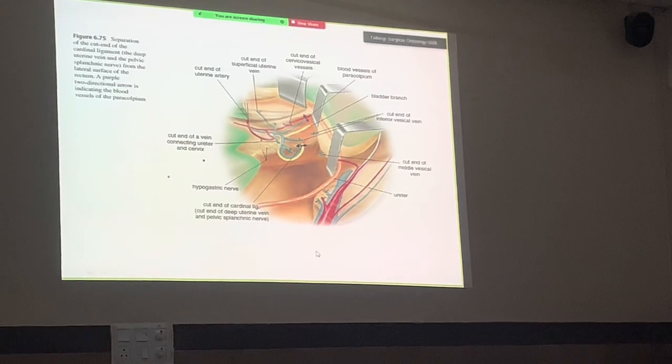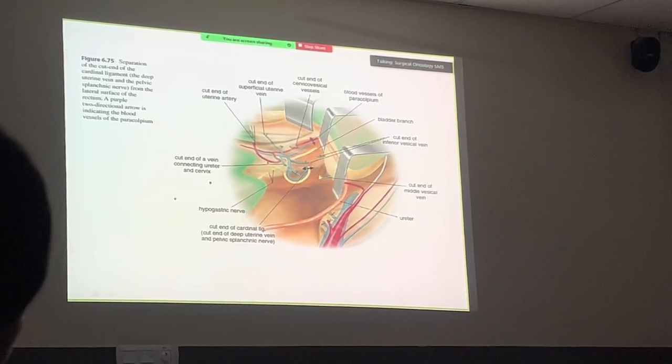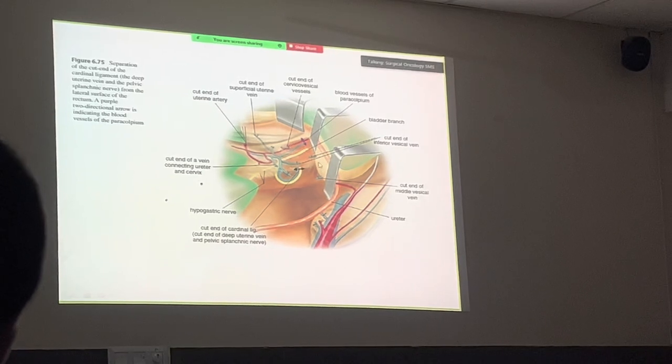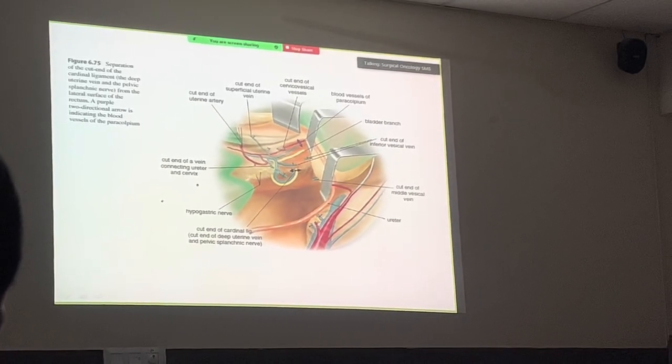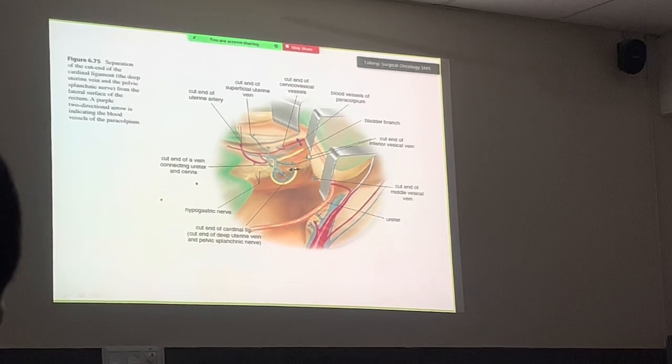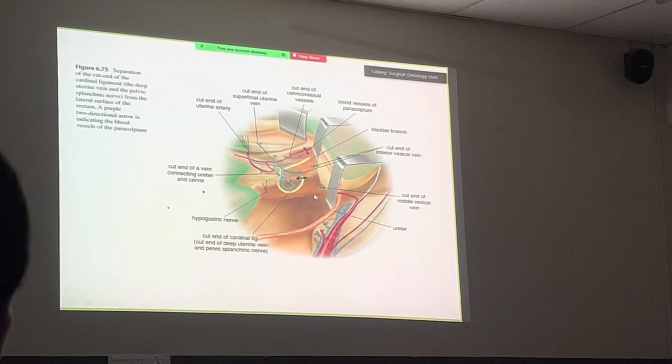So this is how it's being done here. The ureter has been quite lateralized. In the classical dissection, you even take the inferior hypogastric plexus and the superior hypogastric nerve, and these vaginal vessels, to take an adequate parametrium.